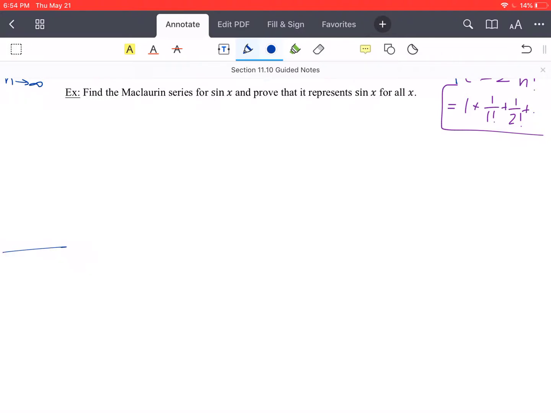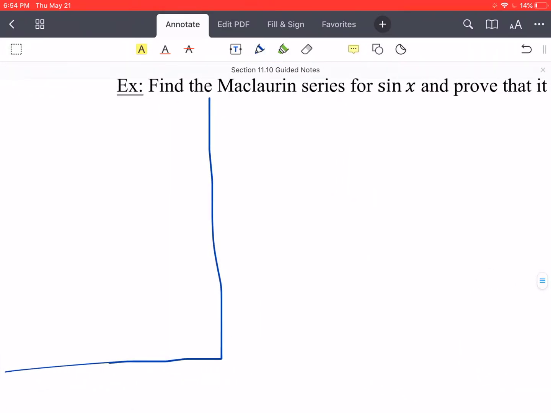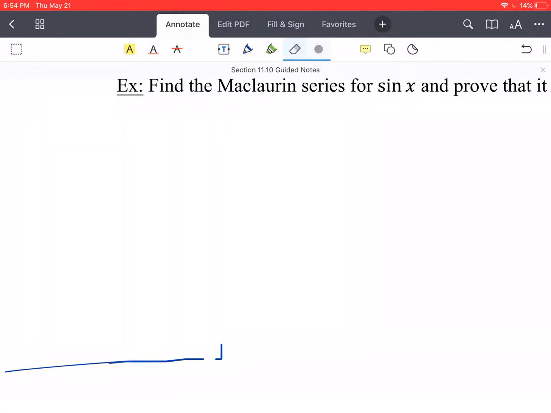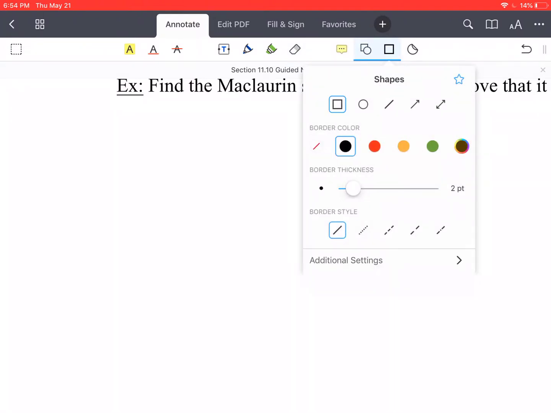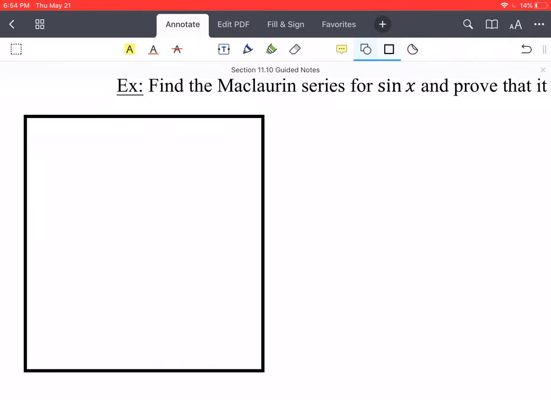I'm just going to separate us off a little bit here, and we're just going to work in this space. I don't know if I gave us enough room there. Go ahead and just use a box. You can make a table or something if you want.